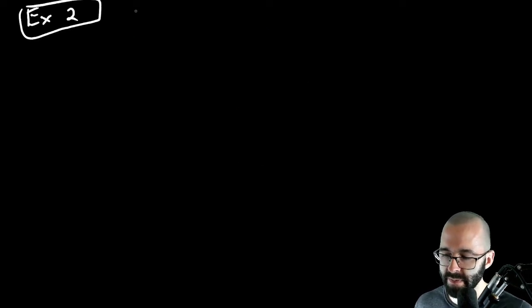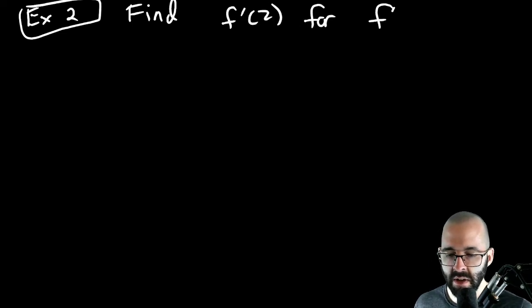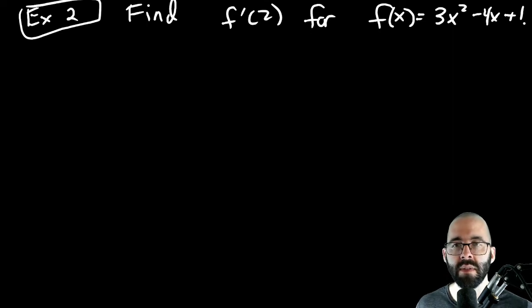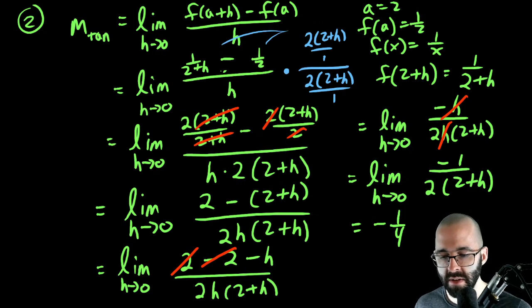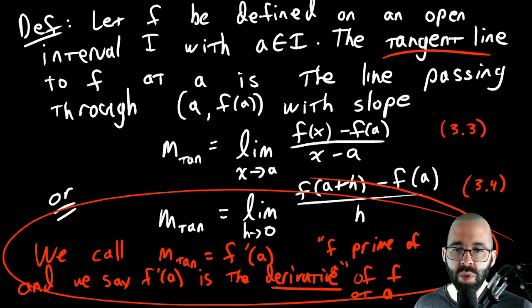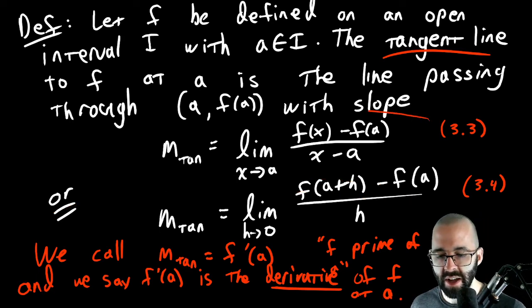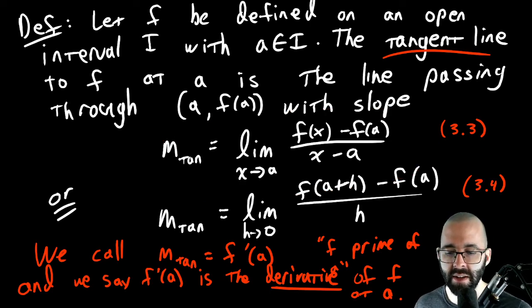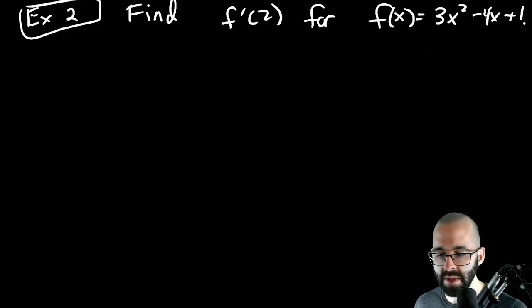Let's do one final example to finish off this video. Example 2. Find f prime of 2 for f of x equals 3x squared minus 4x plus 1. Remember, f prime at a point, what did that mean? f prime of a is the slope of the tangent line there. It's the derivative. So f prime at a just means use one of these formulas to find the derivative or slope at those points. Okay?